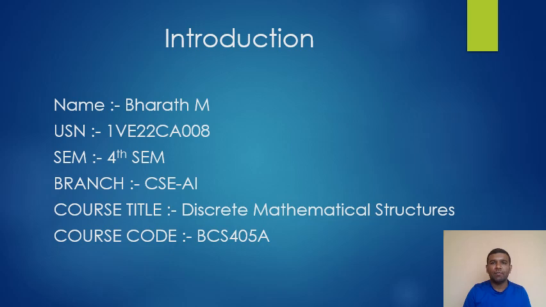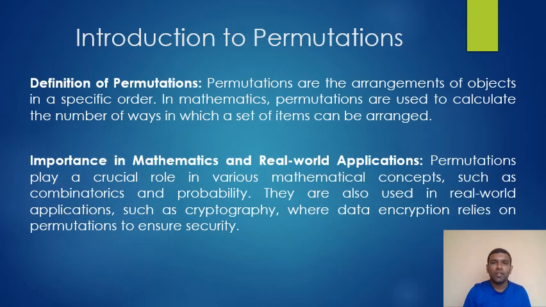Here, the subject which I'll be going through in this presentation is discrete mathematical structures, and we will be looking at the topic permutations. First, let us introduce ourselves to permutations. Let us look at the definition of permutation. Permutations are the arrangements of objects in a specific order. In mathematics, permutations are used to calculate the number of ways in which a set of items can be arranged. This is what permutations are defined as.